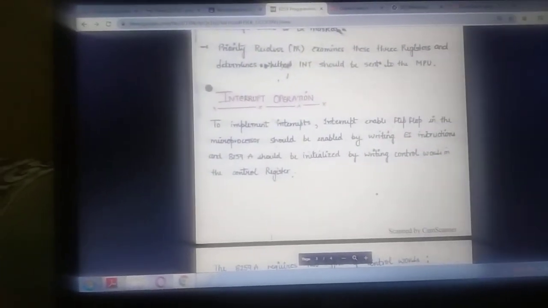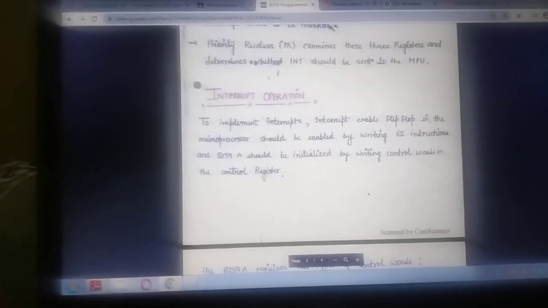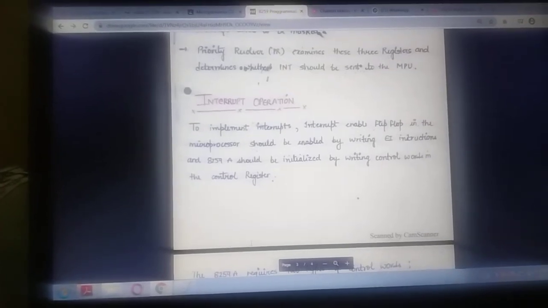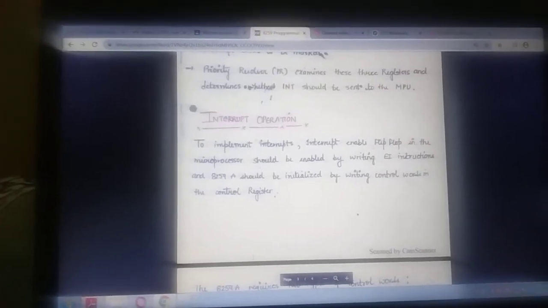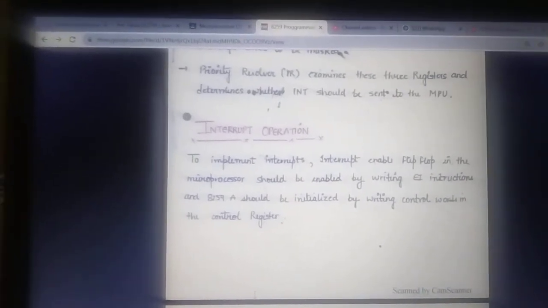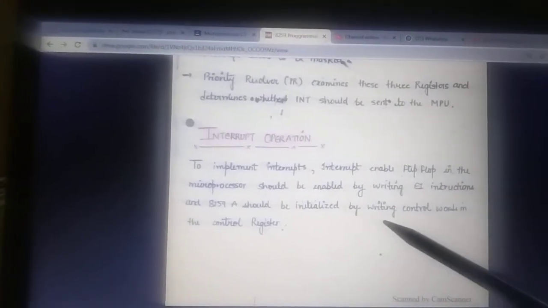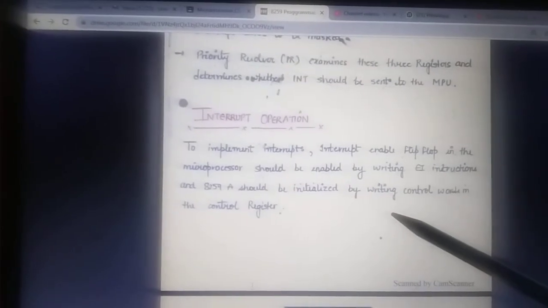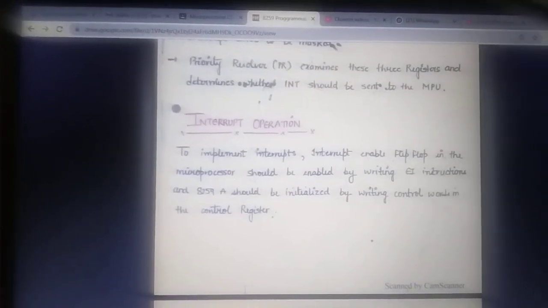To implement the interrupt, first it is necessary that the interrupt enable flip-flop of the processor should be enabled by writing the EI instruction, which I have discussed earlier also. To process any interrupt in the microprocessor, that interrupt operation must be enabled by writing the EI instruction. And then 8259A should be initialized by writing a control word in its control word register.